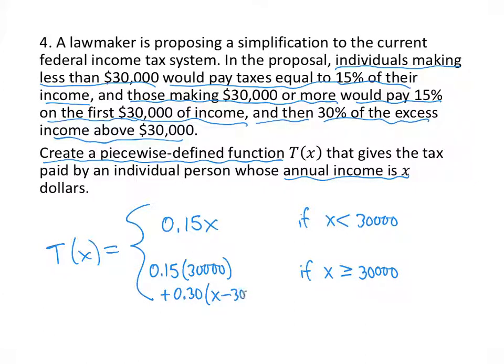So 30% of the amount above 30,000. And if we want the amount above 30,000, all we do is we take X minus 30,000. How much more than 30,000 do you have? Well, you subtract 30,000 to figure out how much more than that you have. Now we could simplify this second expression here. We could multiply that out and collect like terms and simplify it, but we can also just leave it the way it is.